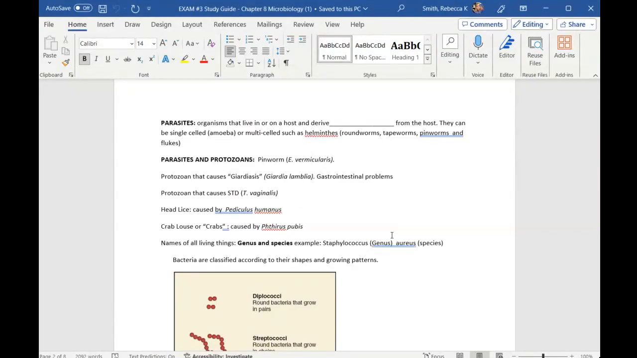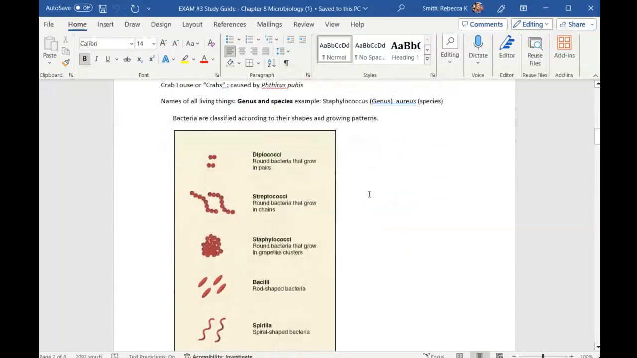One that causes STDs, now called STIs, is Trichomonas vaginalis. Head lice is Pediculus humanus. Crabs are Pthirus pubis. Those are the ones you need to know for that category. Those you will see on the test.